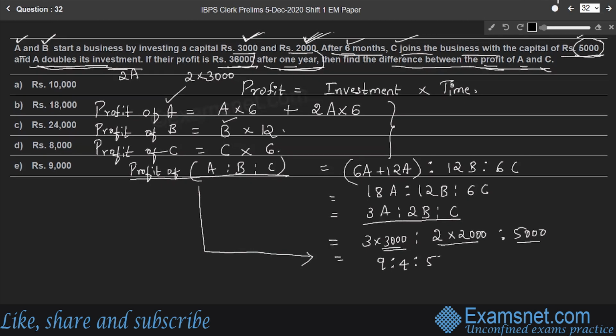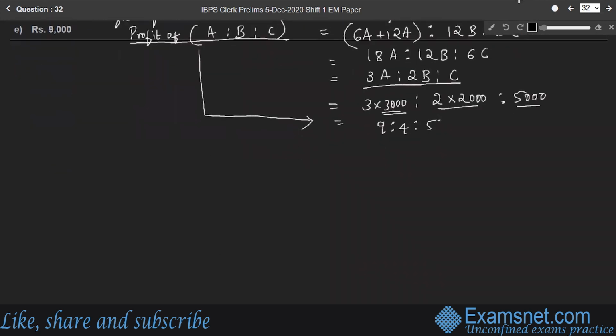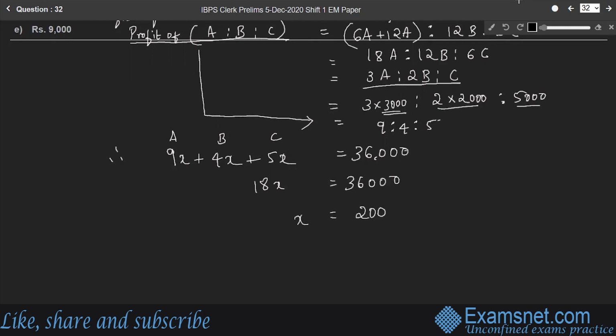And the final profit is given here, 36,000. Total profit is 36,000 in 1 year. Therefore, we can write 9x plus 4x plus 5x is equal to 36,000, right? So here 9x is profit of A, profit of B is 4x, profit of C is 5x, right? So 18x is equal to 36,000. Therefore, x is equal to 2,000.